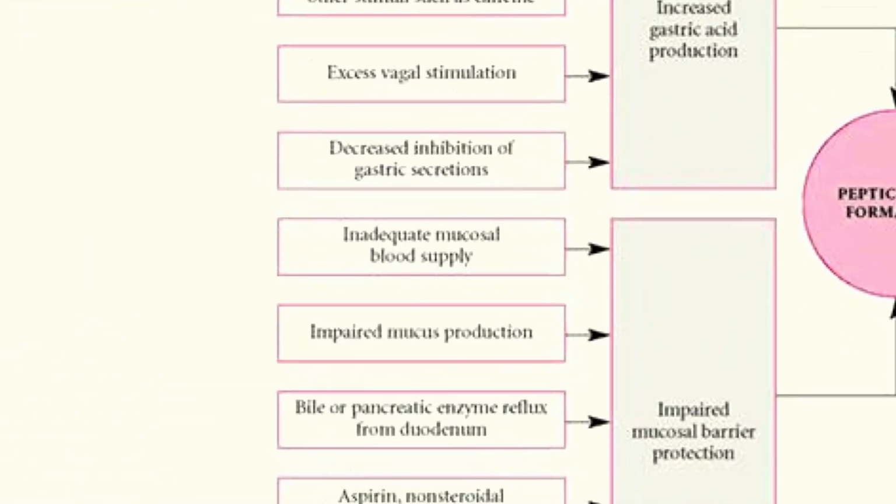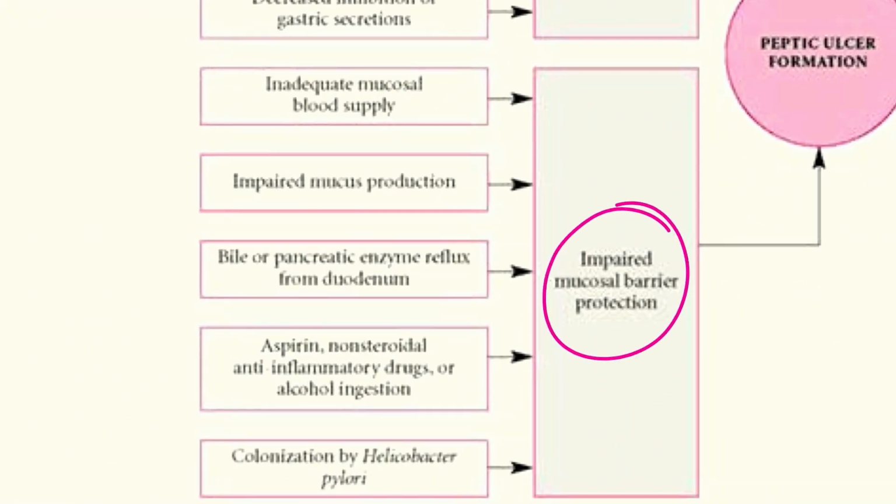So this picture is looking at what are the things that will impair mucosal barrier protection: blood supply, impaired mucus production, bile or pancreatic enzyme reflux. Here's your aspirin, your NSAIDs, and your H. pylori. H. pylori reduces your defenses so that the acidity can have contact with the tissue. That's all H. pylori does. It kind of burrows a hole in the mucosal barrier so that they can get through.